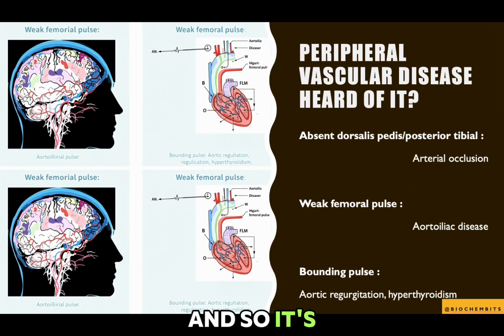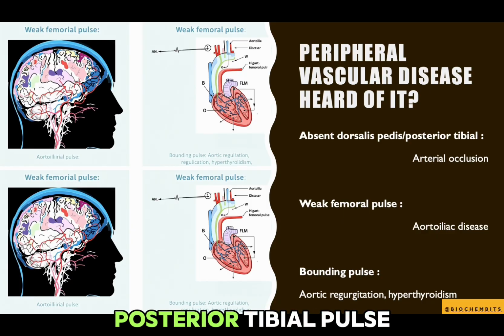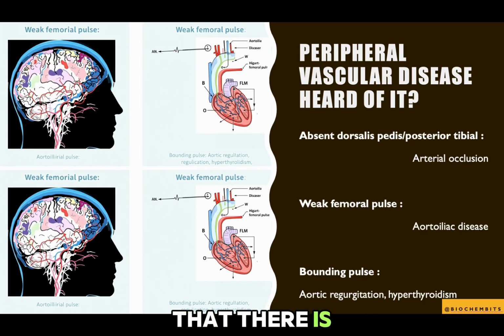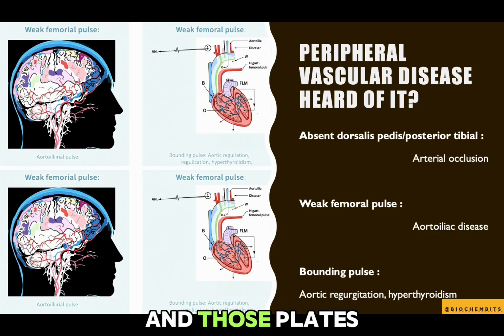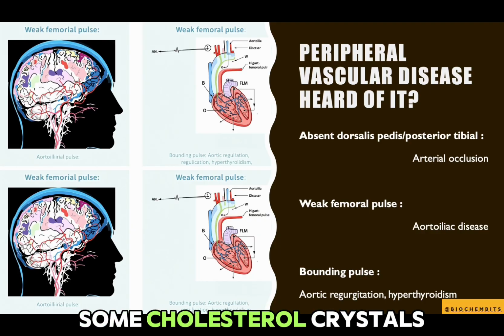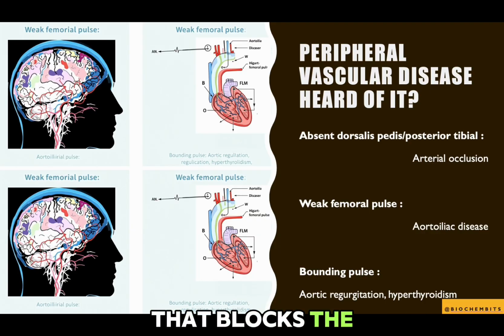And so I think it's good that we mention peripheral vascular disease. I don't know if you've heard of it before. Peripheral pulses help us to reveal what the vascular health status is. An absence of dorsalis pedis or posterior tibial pulse can tell us that there is arterial occlusion. When these two are checked and the pulse is low or not even present at all, it shows there is an arterial occlusion from atherosclerosis, from plaques that contain low density lipoproteins, cholesterol crystals and calcium deposits that block the blood flow.